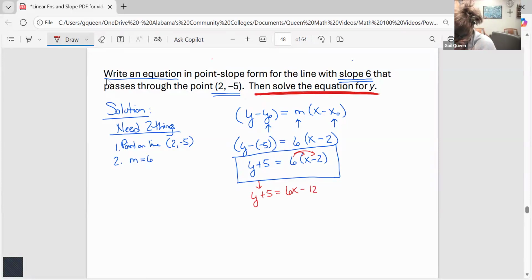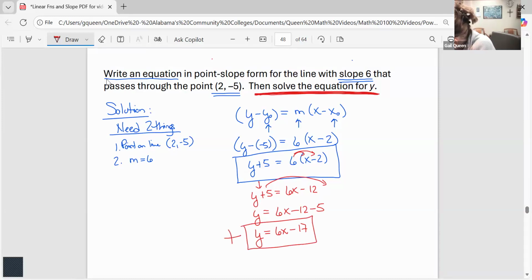And then finally, to get y on a side by itself, we need to move this +5 over to the other side of the equation. When I move it over to the right-hand side, it becomes a -5. We're really just subtracting 5 from both sides. And this is y equals 6x minus 17. That's the answer that we would type in and get credit for. So make sure you read and put it in the form that they want the answer in. That is the equation of our line.